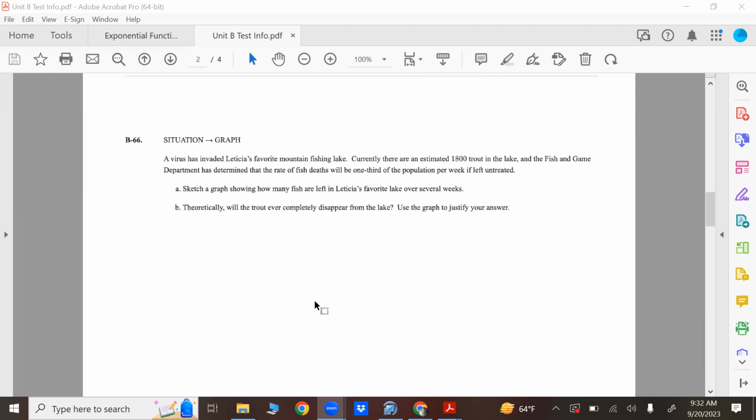A virus has invaded Letitia's favorite mountain fishing lake. Currently, there are 1,800 trout in the lake. The Fish and Game Department has determined the rate of fish deaths will be 1/3 of the population if left untreated. Okay, so the rate is 1/3, so it drops by 1/3. So how are you going to make the equation? It'd be y equals what?